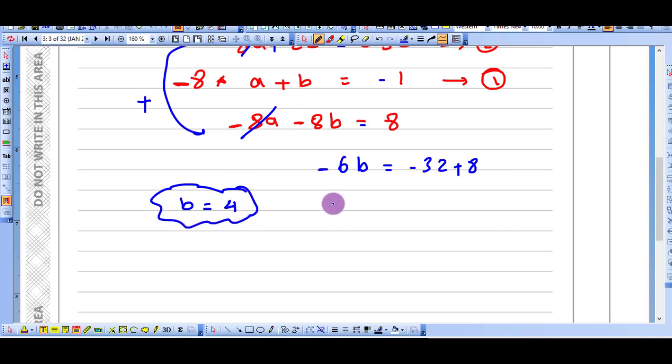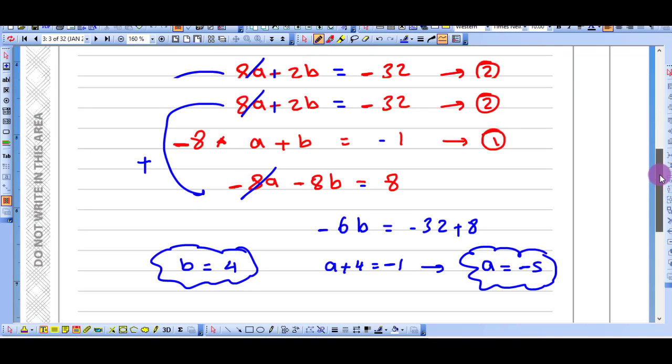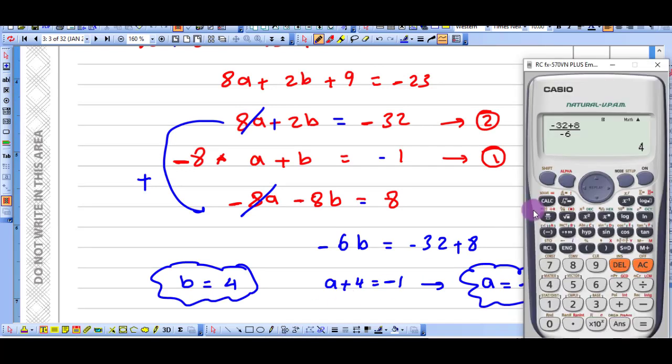If we go here, we have a plus 4 equal to minus 1. So from here a is equal to minus 5. And this is the answer of the question. Let us double check using your calculator. So menu 5, 1. The first equation here we have 8 equal 2 equal and then minus 32. 1, 1 equal and then minus 1. So a is minus 5, this is right, and b is equal to 4. So the answer is right.